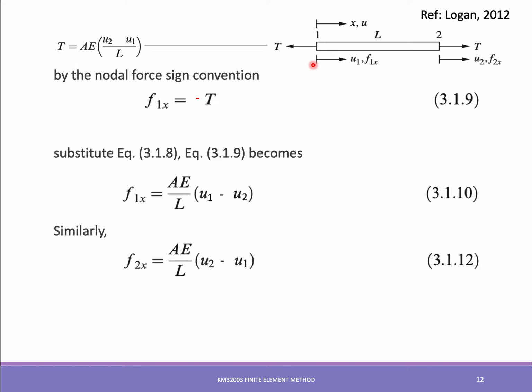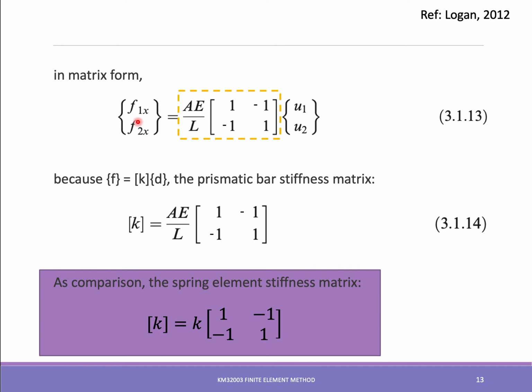Therefore at node number 1, the nodal force would be minus T, and on the other side it would be T. Since we know what T is equal to, we just resubstitute into the equations and rearrange them into a matrix. You will see it in this particular form, and again, as you can see, it is very similar to what you have seen in the spring element stiffness matrix. So you have F1x equals AE over L, [1 -1; -1 1], U1, U2.